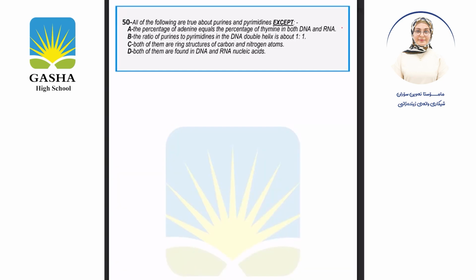Question 50. All of the following are true about purine and pyrimidine except: A. The percentage of adenine equals the percentage of thymine in DNA and RNA. As you know, yes, DNA contains thymine, but RNA doesn't contain thymine. Instead, it contains uracil. So this one is false. B. The ratio of purine to pyrimidine in the DNA double helix is about 1:1. Yes, it's true. C. Both of them are ring structures of carbon and nitrogen atoms. Yes, it's true. D. Both of them are found in DNA and RNA nucleic acids. Yes, this one is also true. So the most true answer for question 50 is A.